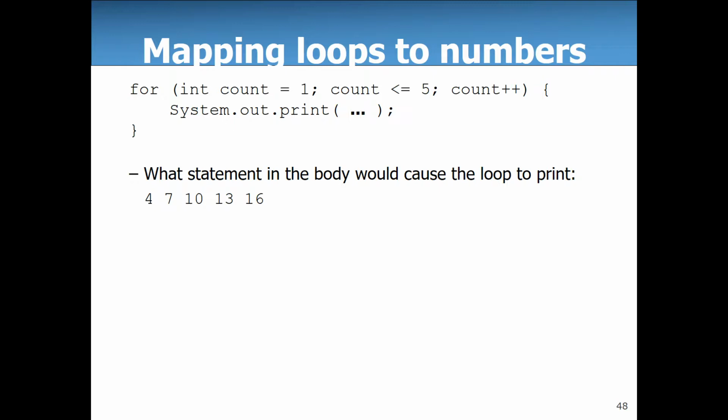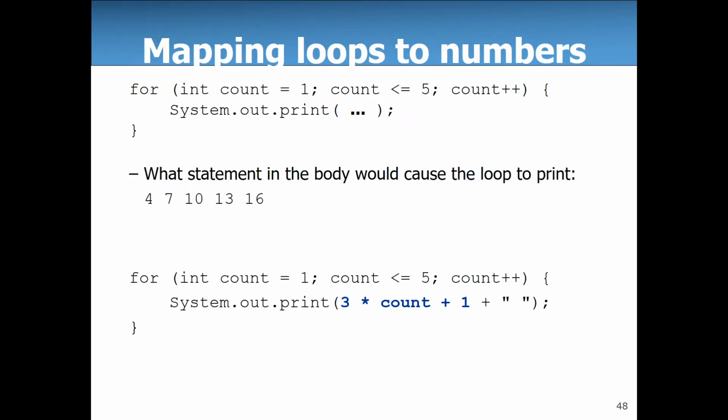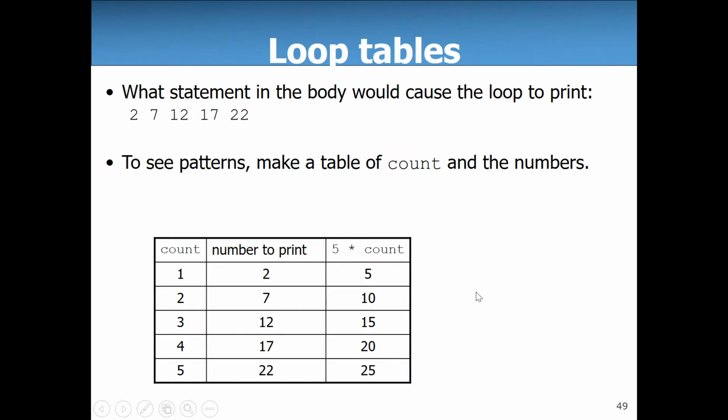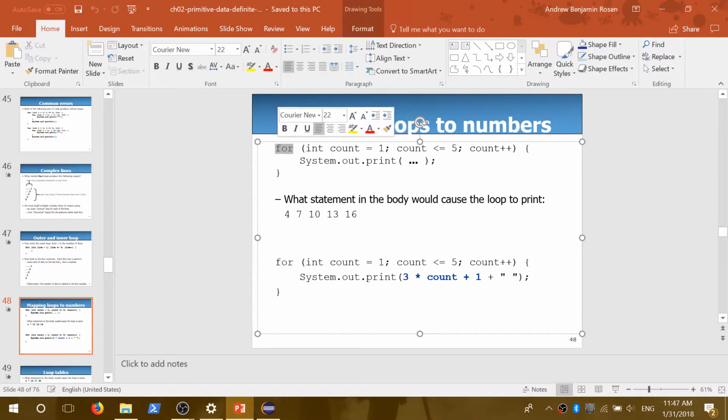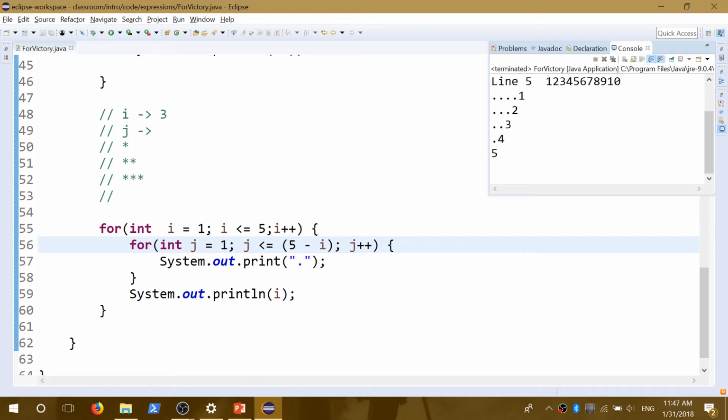So if I printed out 3 times count, so 3 times whatever this is, so 3 times 1 plus 1 gives me 4. 3 times 2 plus 1 gives me 7. 3 times 3 plus 1 gives me 10. So we can figure this out by figuring out the numbers involved in this. So let's go ahead and copy that into our code for a second.